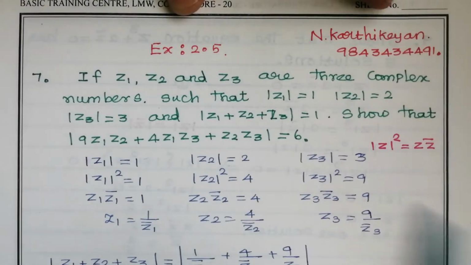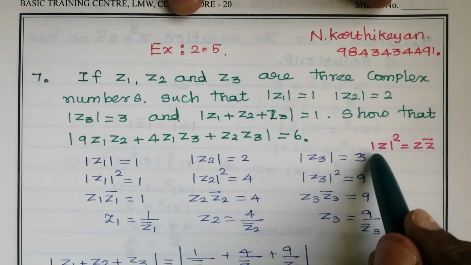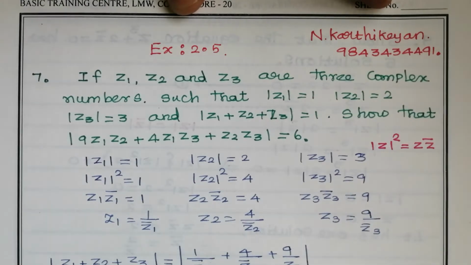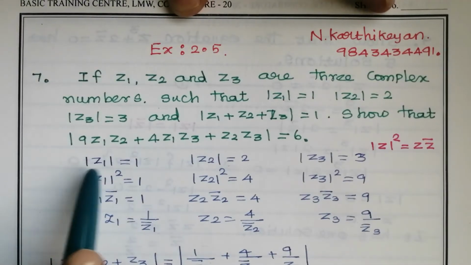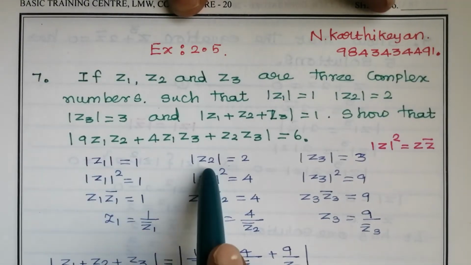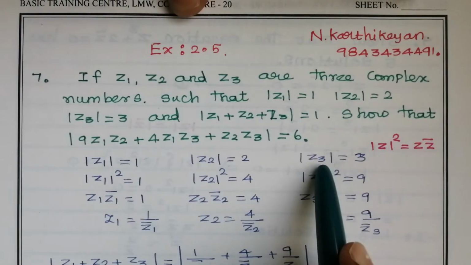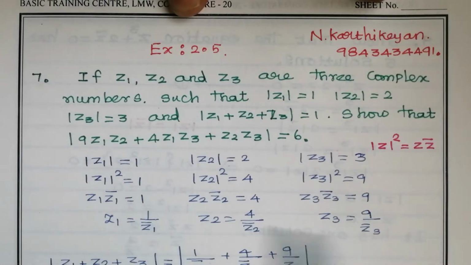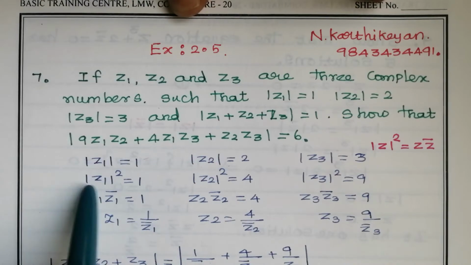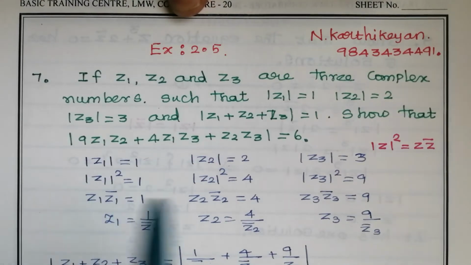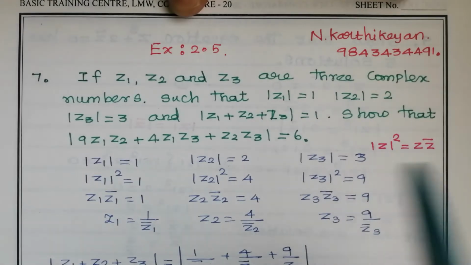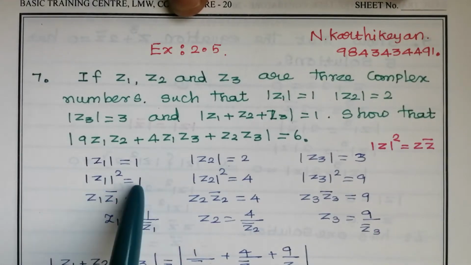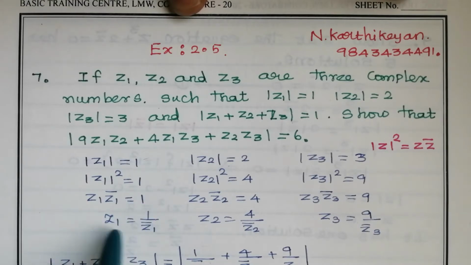Before that, we know that modulus of Z the whole square equals Z Z bar. Now modulus of Z1 equals 1, modulus of Z2 equals 2, modulus of Z3 equals 3. Then modulus of Z1 squared equals 1, so Z1 Z1 bar equals 1. Then Z1 equals 1 by Z1 bar.